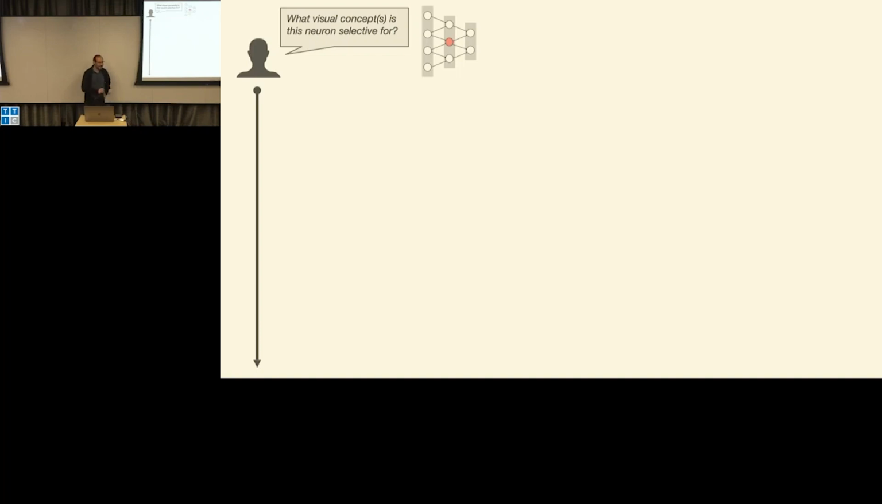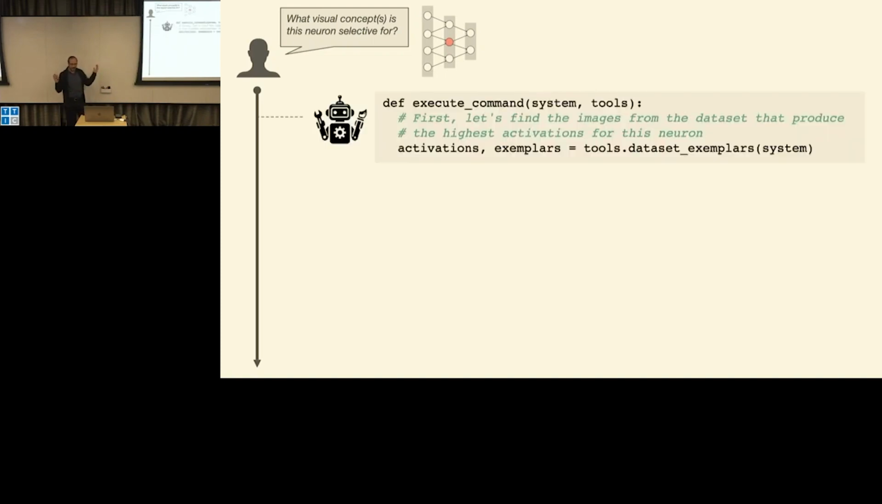So let's say that you have a unit that you want to see how it works, and what I will show you now is the set of experiments that MAIA is going to run in order to answer the question that we pose to the system. So in this case, we are asking what concepts a particular neuron is selective for. So we have to specify the name of the unit, so that the system can access that. That's all. So MAIA starts by writing some code.